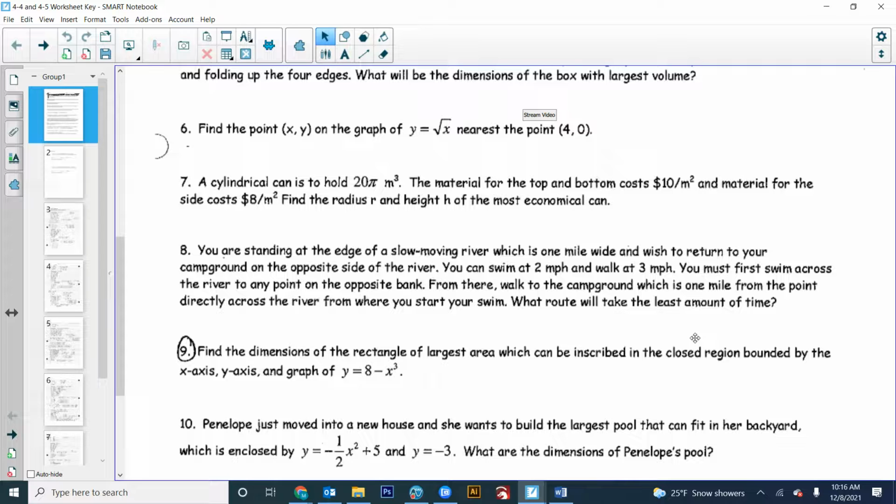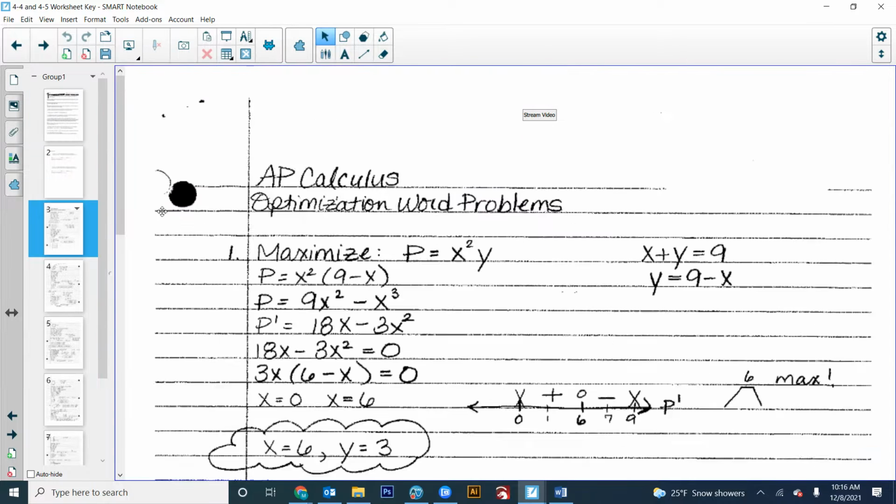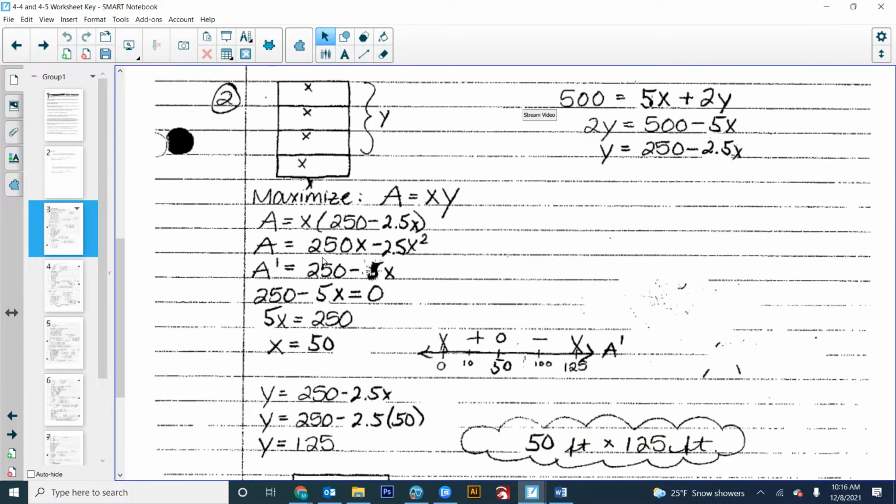Makes sense? The base of that rectangle would be x, wouldn't it? Height would be 8 minus x cubed. Length times width. All right. Let's check our answers. Now, this is a resource that I found. The work is worked out for us. Whether you called X or Y, the partitions or the outside edge, doesn't really matter. Just check that you get the right numbers. 50 feet by 125 feet would be the dimensions.